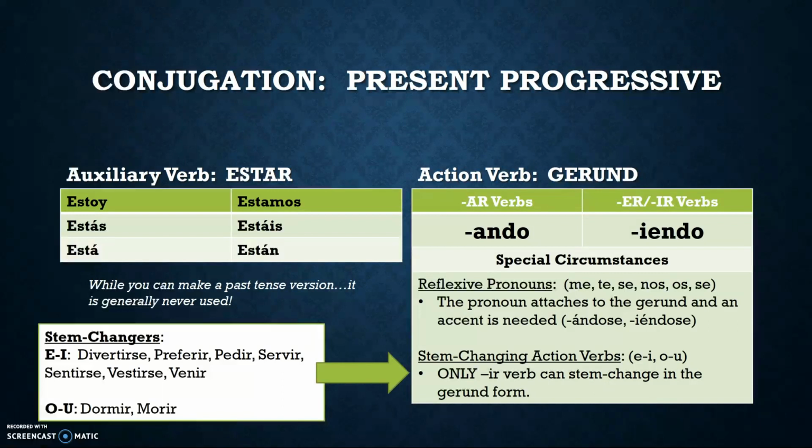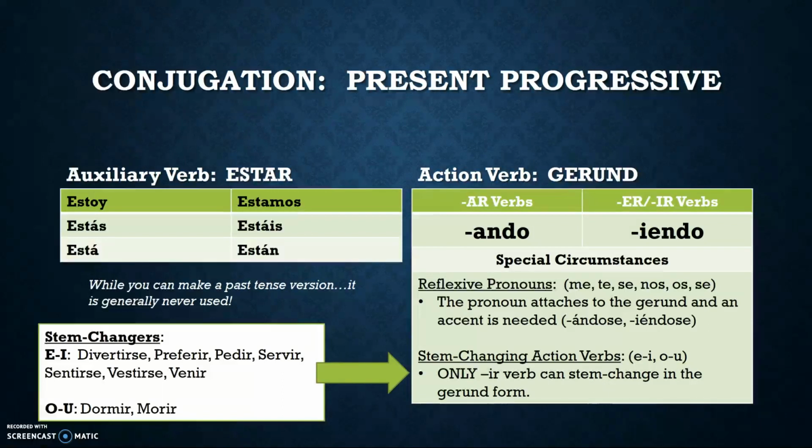Now, while there is a past tense version, it's generally not used. There's an additional verb tense that's used instead of the past progressive. So we're really only going to ever learn the present progressive. There are some special circumstances when dealing with your action verb. No matter what, we will always start with the form of estar.